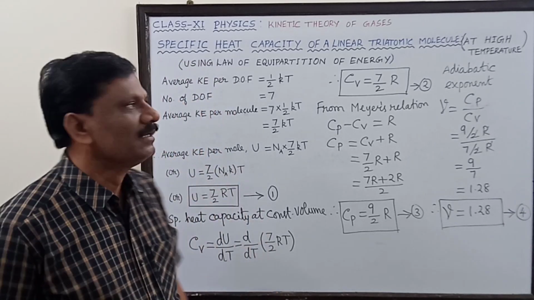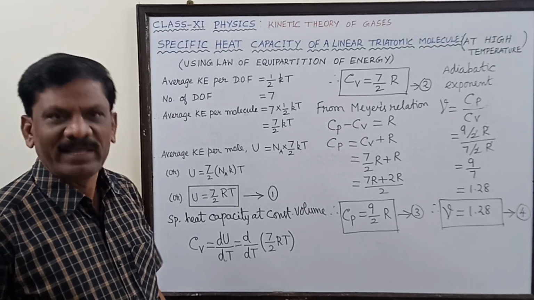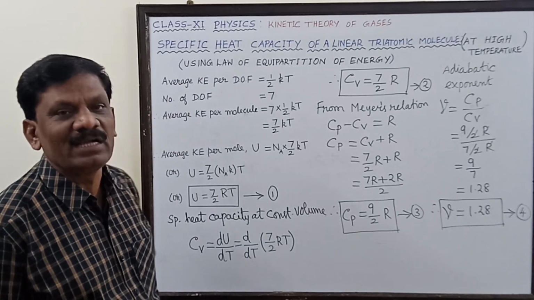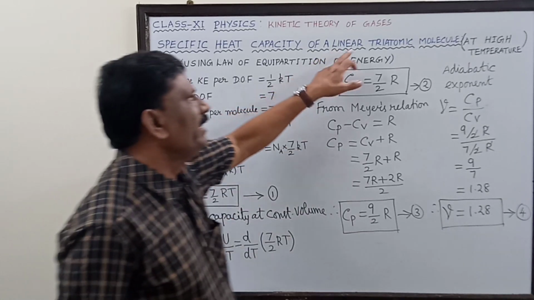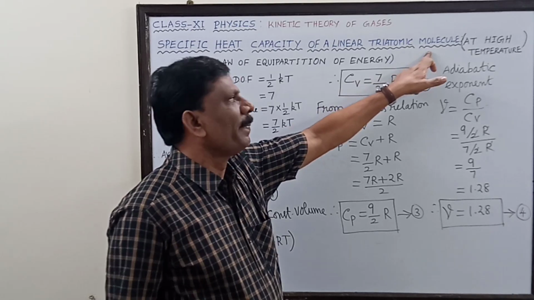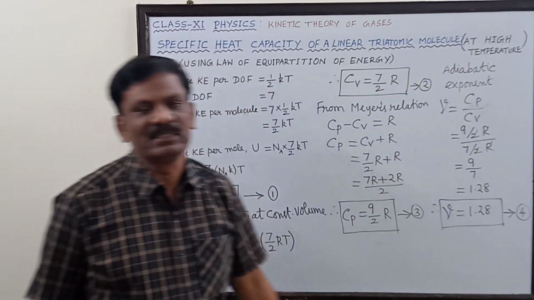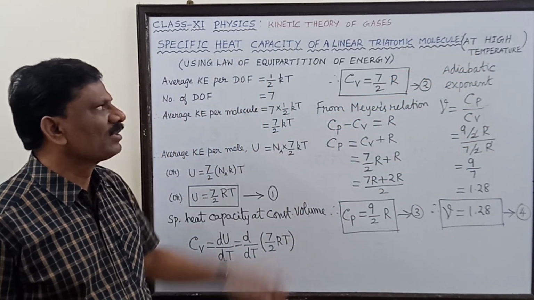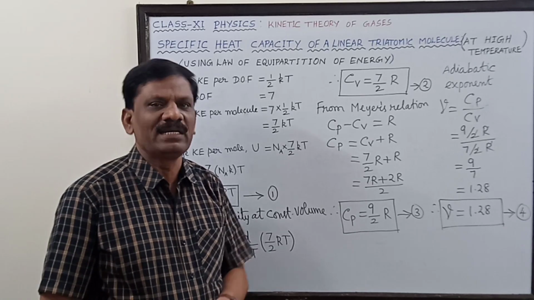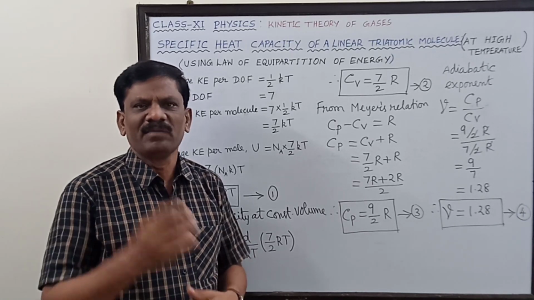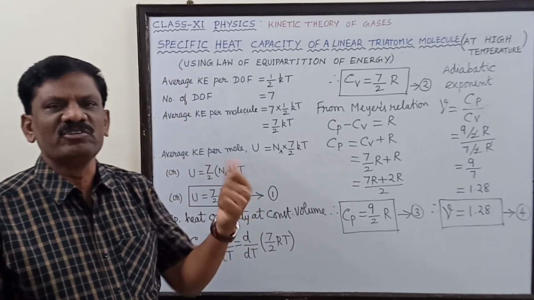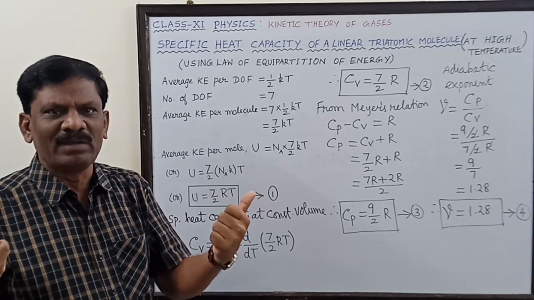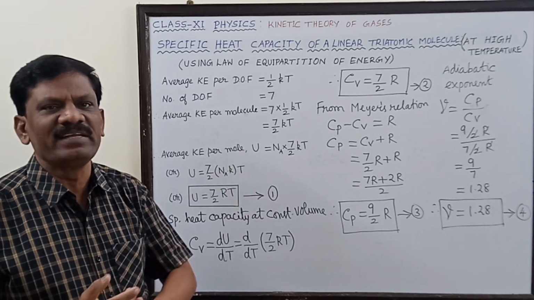Hi students, now we are going to derive the values of Cp, Cv and gamma for a linear triatomic molecule at high temperature. Just now, before this, we have derived for a diatomic molecule. A diatomic molecule has only two atoms. If you join them, its shape is like a dumbbell along a straight line. It is linear in shape.